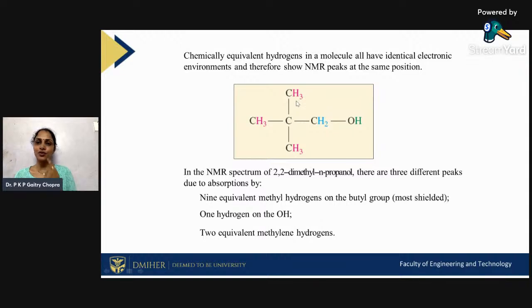The 9 protons shown in pink are equivalent. They have a similar chemical as well as magnetic environment. The CH2 protons, shown in blue, have a different chemical environment than the pink. And the OH proton has a totally different chemical environment, and hence we will get three different signals for this molecule: one signal, a singlet, for the 9 equivalent protons, one singlet for the OH proton, and one for the 2 equivalent protons of the CH2, the methylene hydrogens. Next.